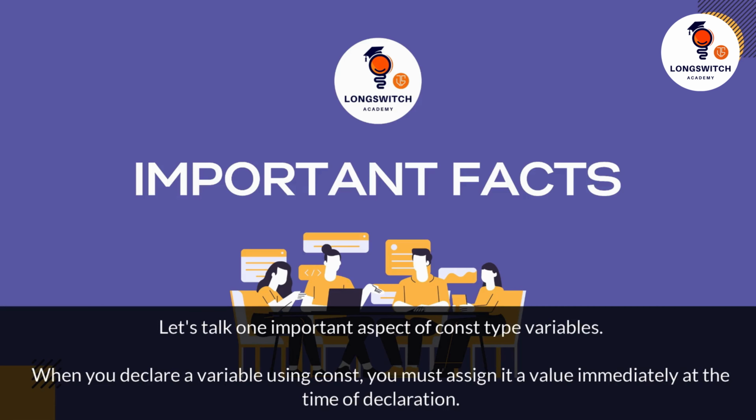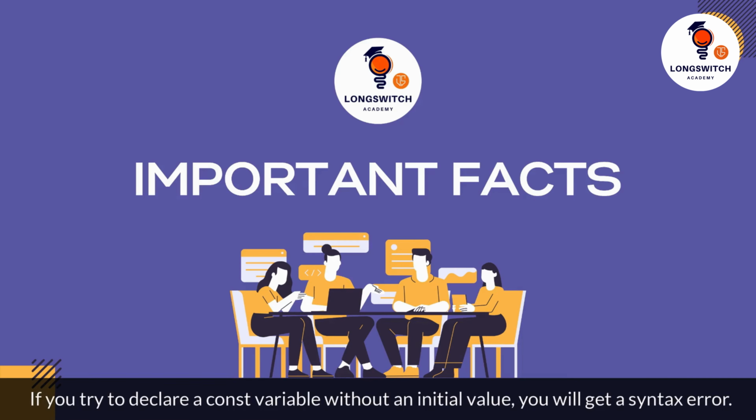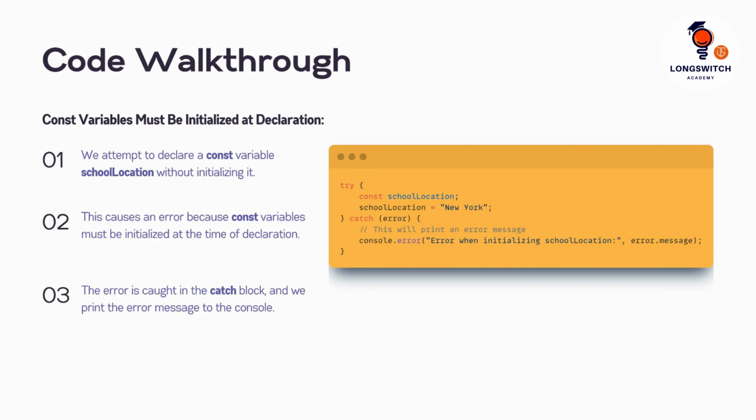Let's talk about one important aspect of const type variables. When you declare a variable using const, you must assign it a value immediately at the time of declaration. Unlike let and var, you cannot declare a const variable without initializing it. If you try to declare a const variable without an initial value, you will get a syntax error. Next, in the sample program, we attempt to declare a const variable schoolLocation without initializing it. This causes an error because const variables must be initialized at the time of declaration. The error is caught in the catch block, and we print the error message to the console.